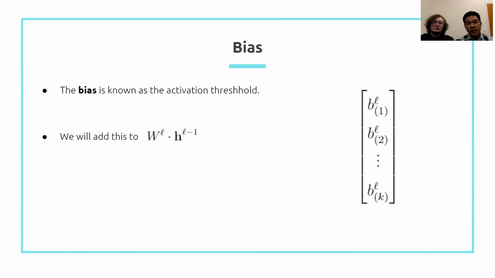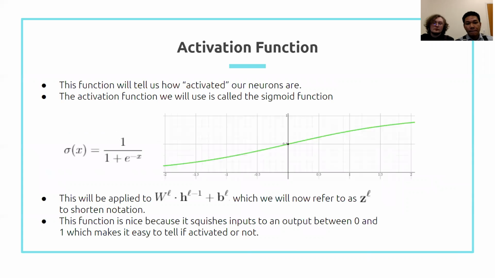So next is the bias. The bias is known as the activation threshold. What this means, as an example, is like if I were to poke you with a pencil and increase the speed slowly over time, eventually it'll be meaningful in your head and be considered pain. This meaningfulness is what the activation threshold is. We want to make sure that WL times HL minus 1 is high enough to be counted as meaningful. So that's why we're going to add this to WL times HL minus 1.